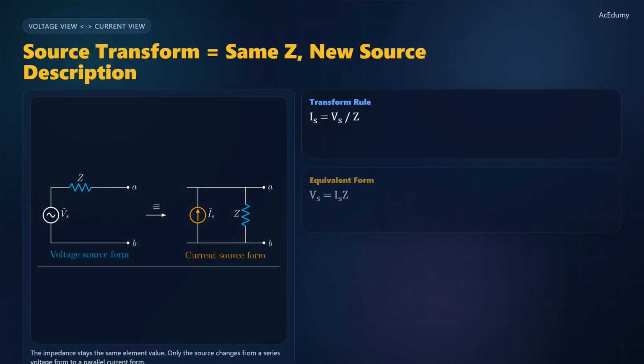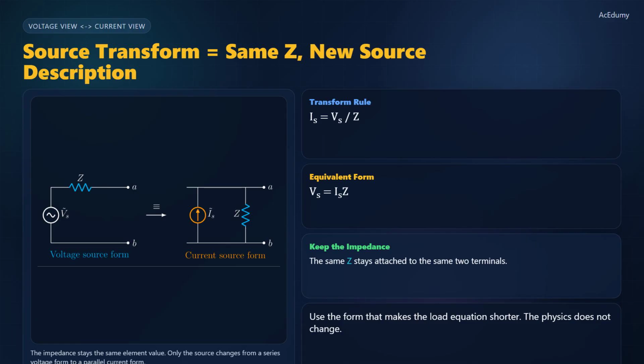In AC, the source transform rule is the same idea as in DC, except resistance becomes impedance. A voltage source V sub S in series with Z is equivalent to a current source I sub S in parallel with the same Z, where I sub S equals V sub S over Z. The impedance does not disappear and it does not change value. Only the source description changes.